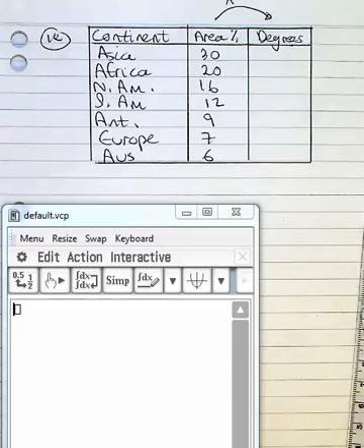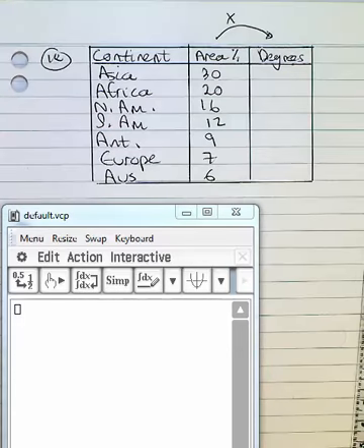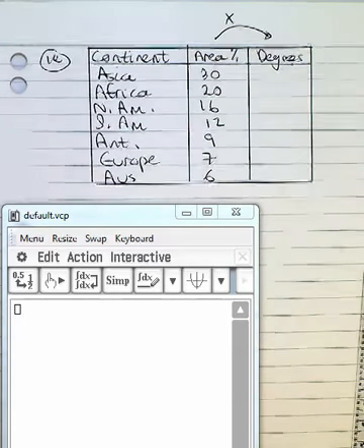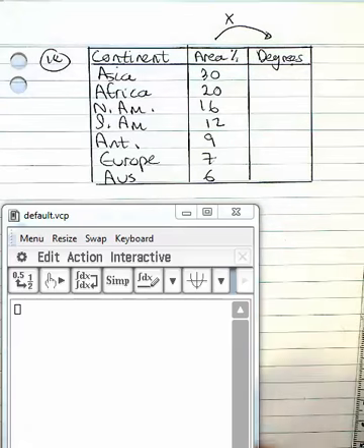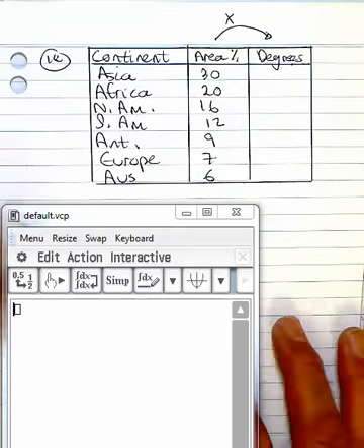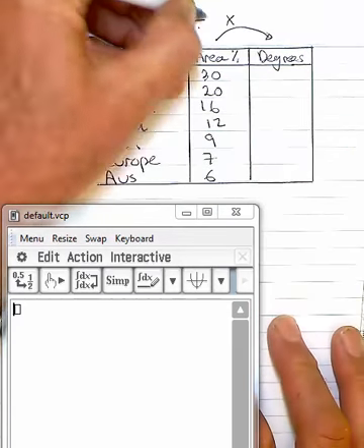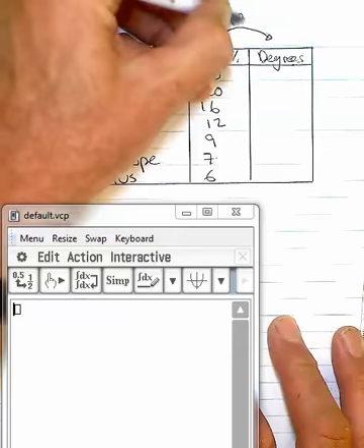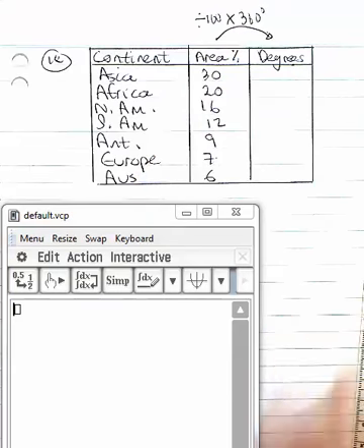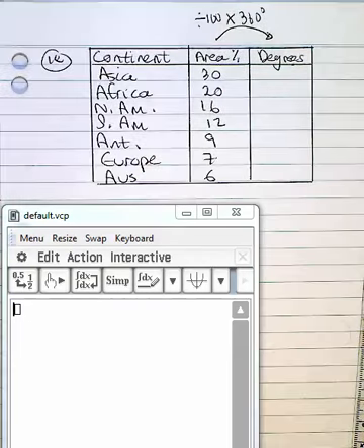In question 14, you're asked to convert the data, that's the area of landmass for each continent, into degrees, and then convert that to a sector graph. Now, these are given in percentages, so what we've got to do here is to divide each of those figures by 100 and then times them by the 360 degrees. I'll just work the first couple.